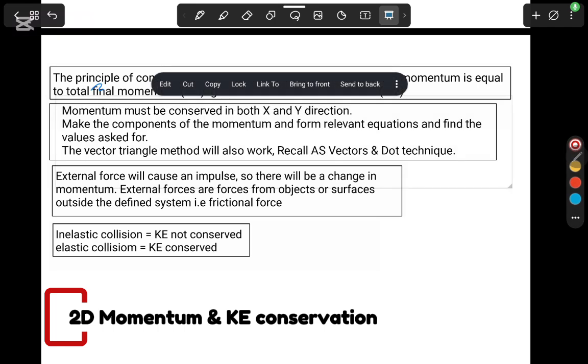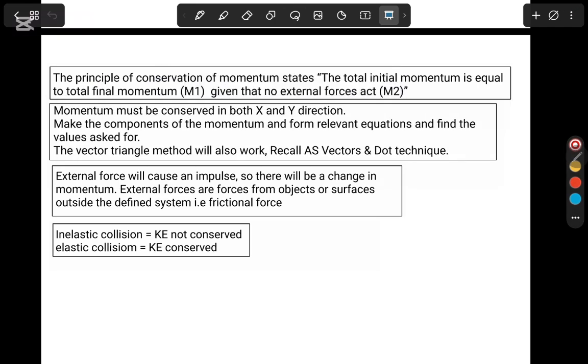Okay, so let's talk about a few things here. First, let's talk about the principle of conservation of momentum. It states that the total initial momentum is equal to the total final momentum, given that no external forces act. Remember to mention total as well and this last point to get 2 marks.